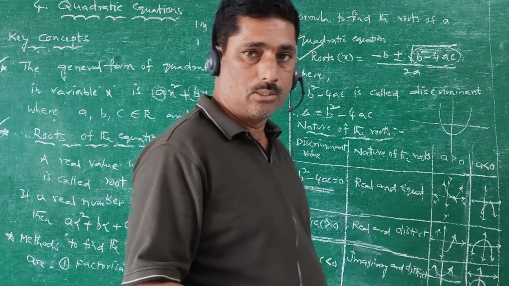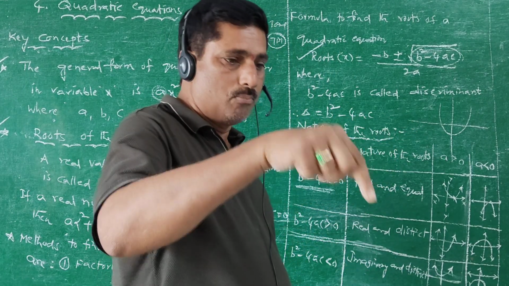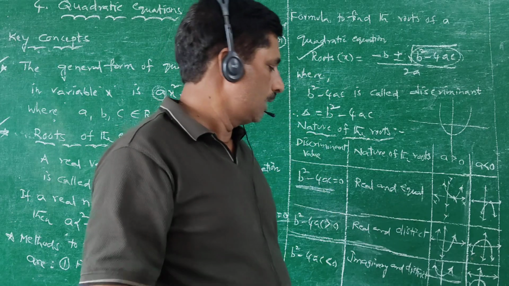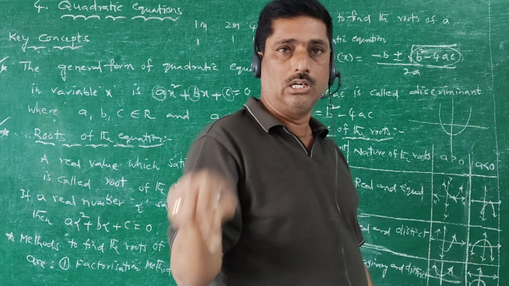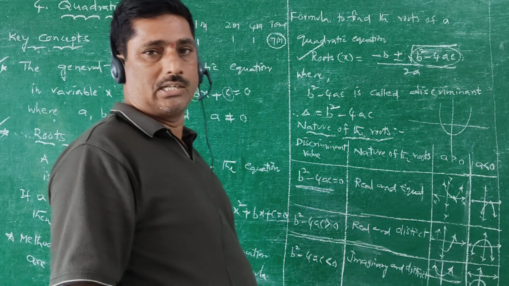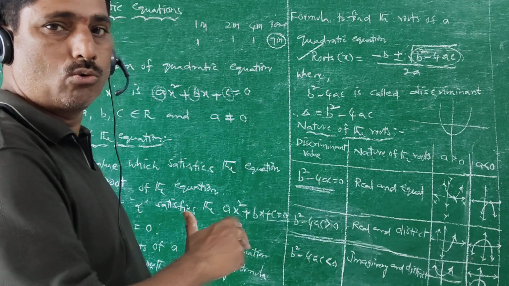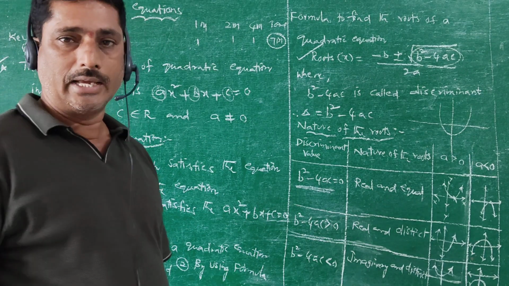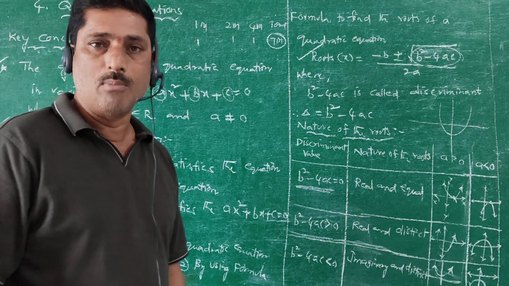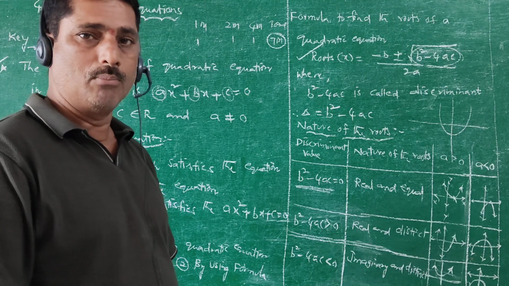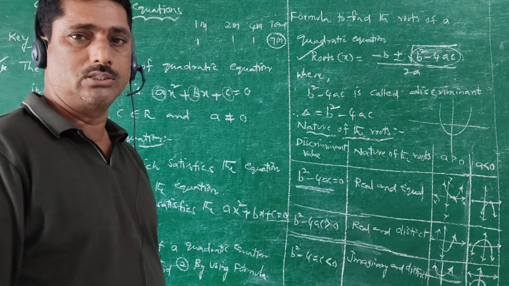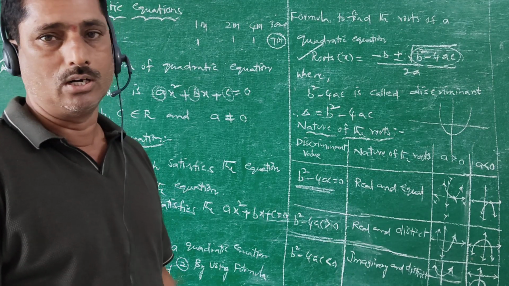If a is greater than 0, as I already told you, it opens upwards. If it is less than 0, it opens downwards. I hope you understand the concept of quadratic equations. In the next video we'll teach 1 mark questions, 2 marks questions, selected 1 mark and selected 2 marks questions, 4 marks questions, and important questions.